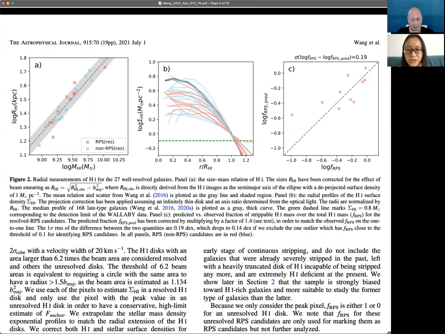Hydrodynamically, it is also affected by other effects like viscous stripping and evaporation, because the intracluster medium is very hot, 10 to the 6 Kelvin. In this study, we focus on ram pressure stripping. One of the questions I often receive from other people is how we disentangle these different effects, since so many things are ongoing. The way we separate the ram pressure effects out is to rely on theoretical models and theoretical predictions.